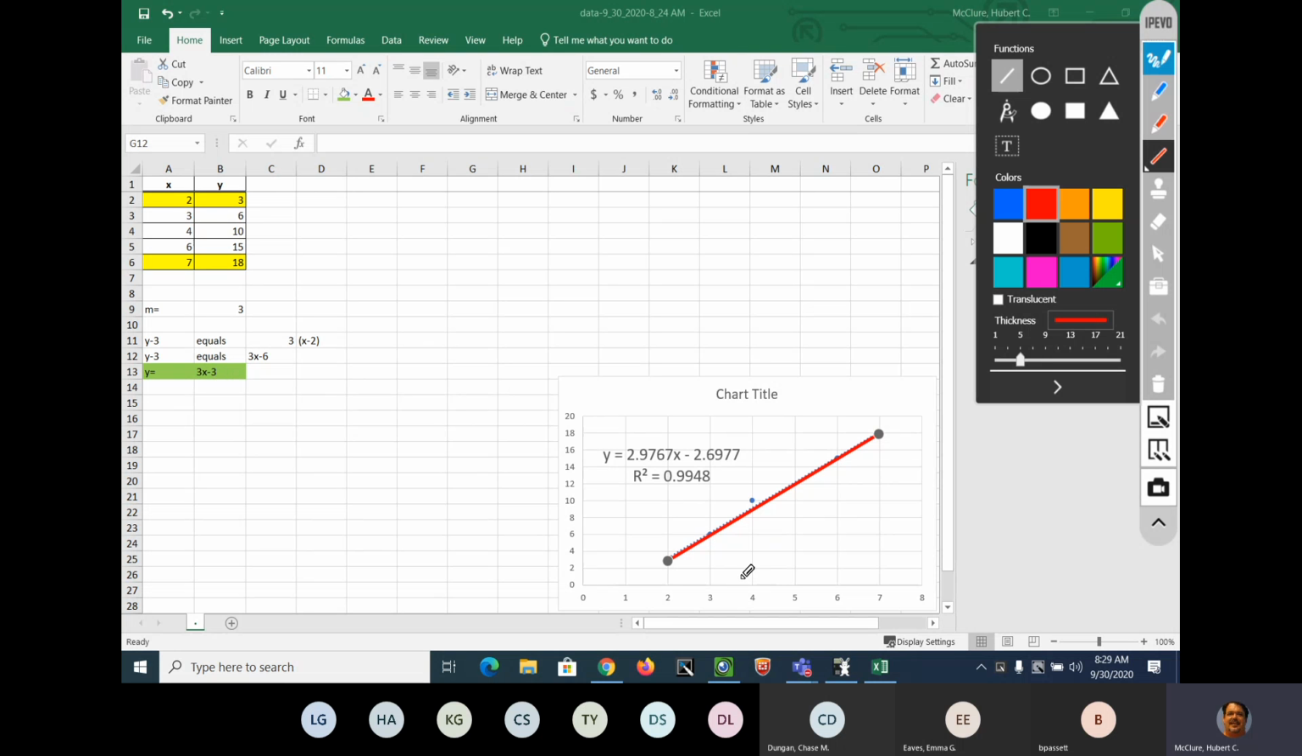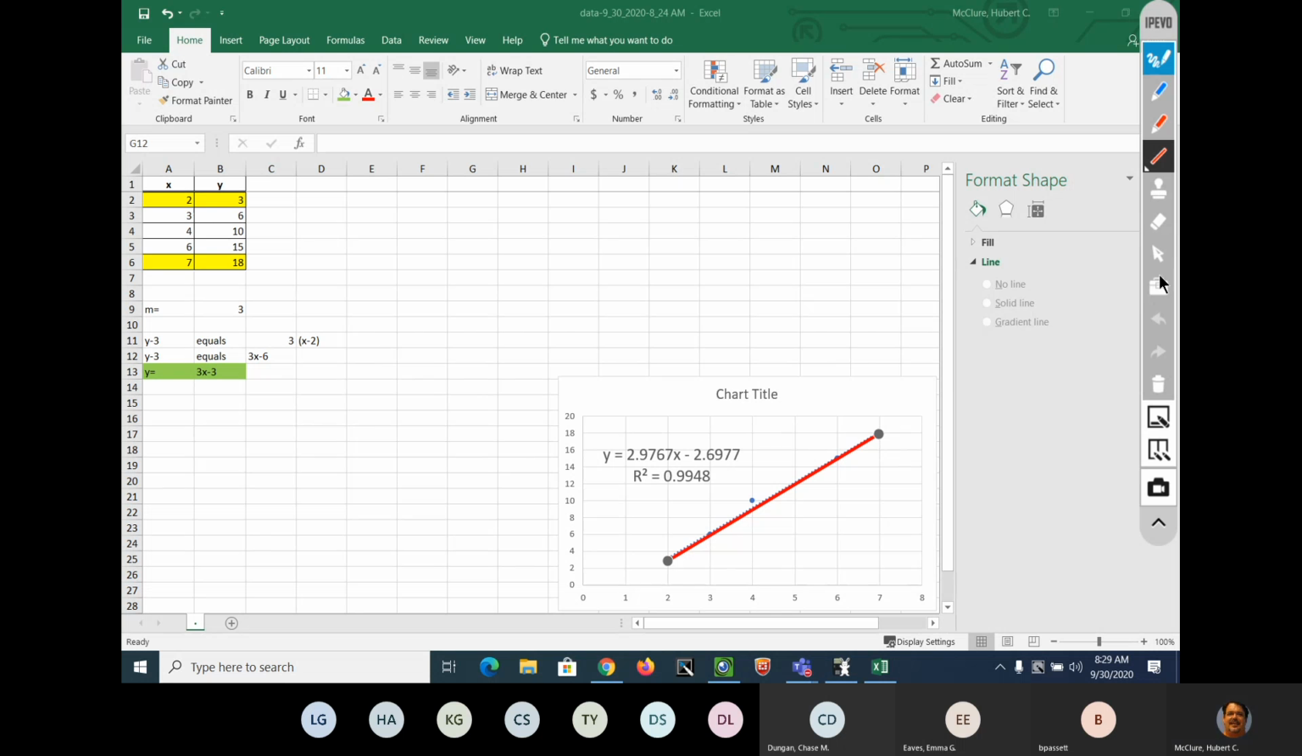Now, you can see that there's a little bit of a difference, okay? That's what they're trying to show you. They're trying to show you that sometimes if the points are real close, you can take the first and the last point and use them, and you will come out with a number that's very close to what we just did. It's not really a big deal.